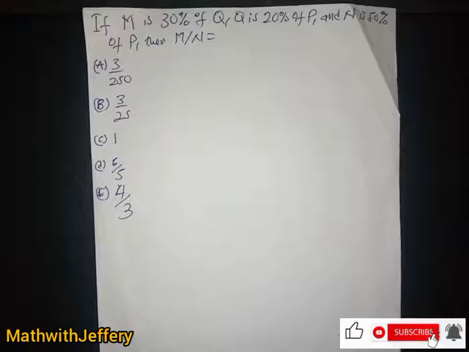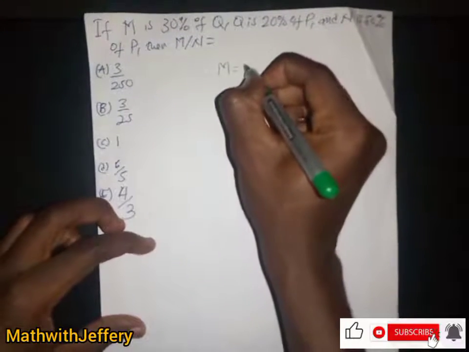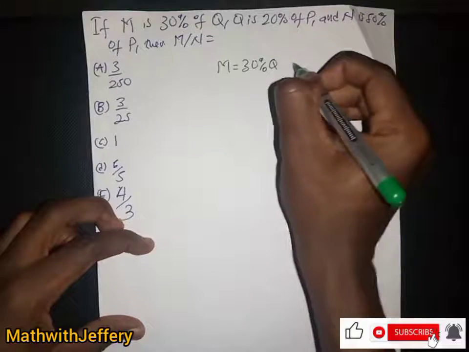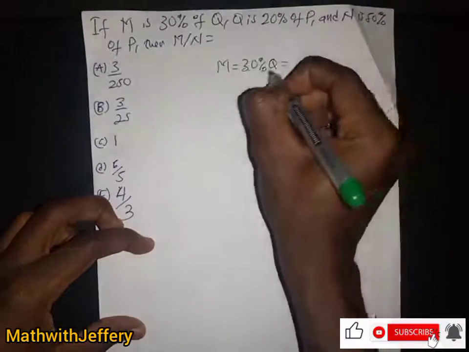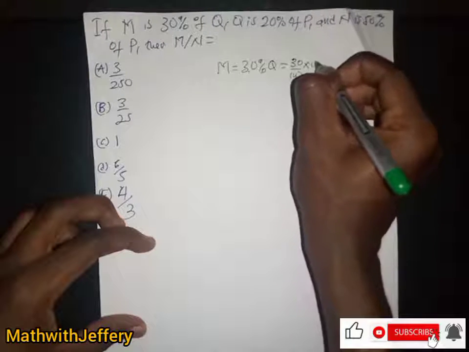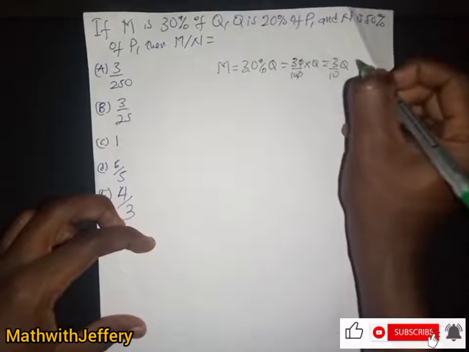In this section we have a math problem here. Now if m is equal to 30% of q, so we have m here being equal to 30% of q, so it's just multiplied by q. So 30% here means 30 over 100 multiplied by q, cancel that, and we have 3 over 10 q here, right?